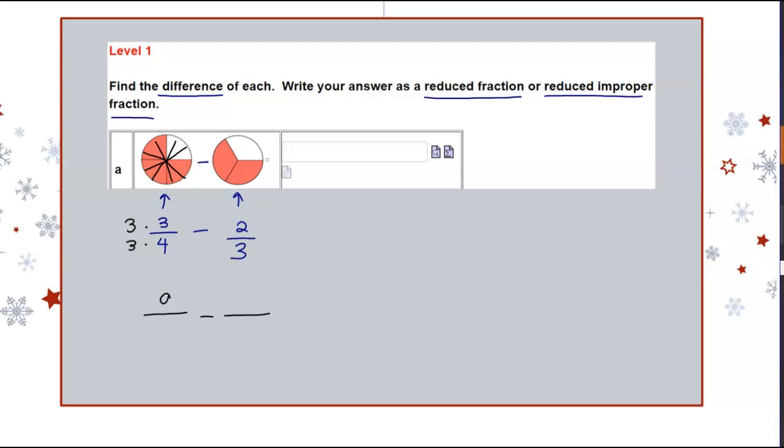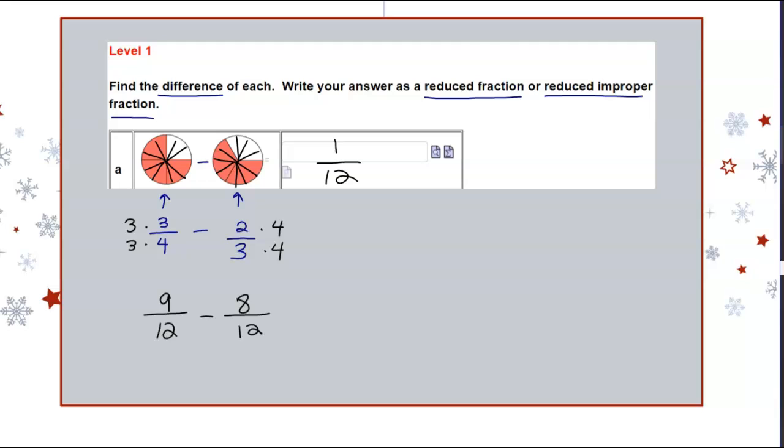And that makes it 9 out of 12. And for every section here, I'm going to cut it into 4 more. So there's 4, 8, 12. So I get that common denominator of 12, and whatever I do to the bottom, I do to the top. So 3 times 4 here is 12, and on top I have 2 times 4, which is 8. So this ends up being 9 subtract 8, which is 1, out of my common denominator, 12.